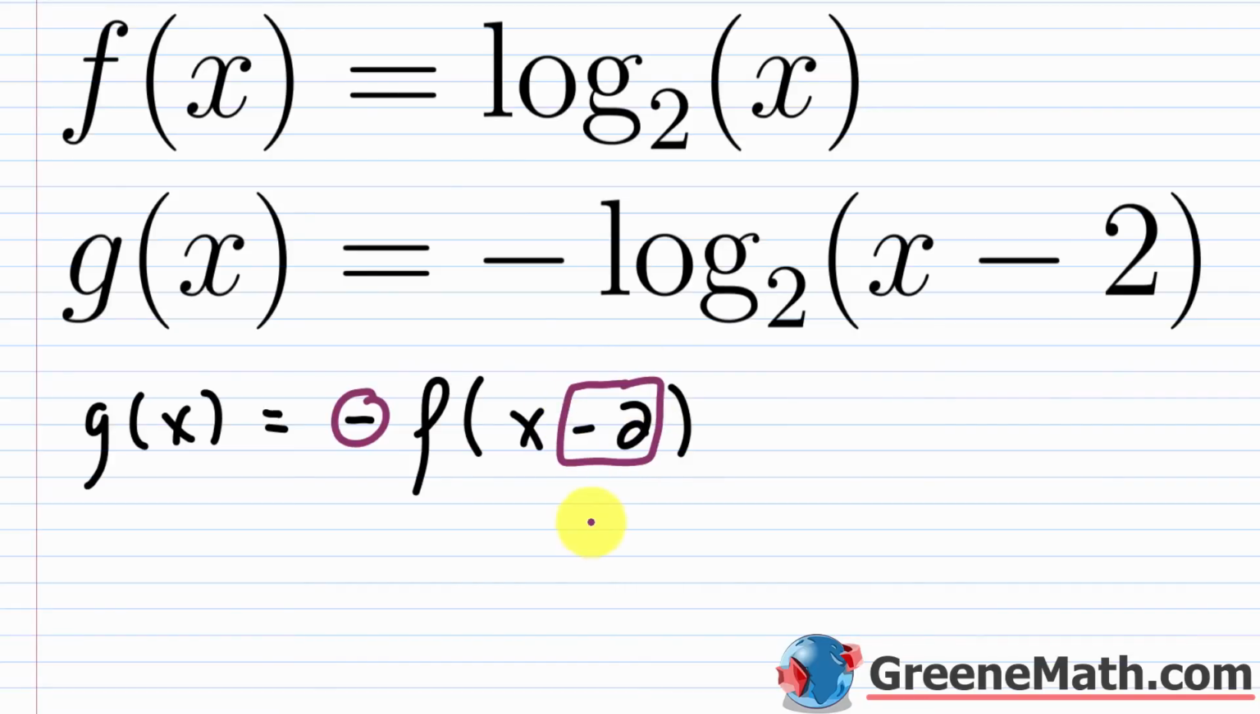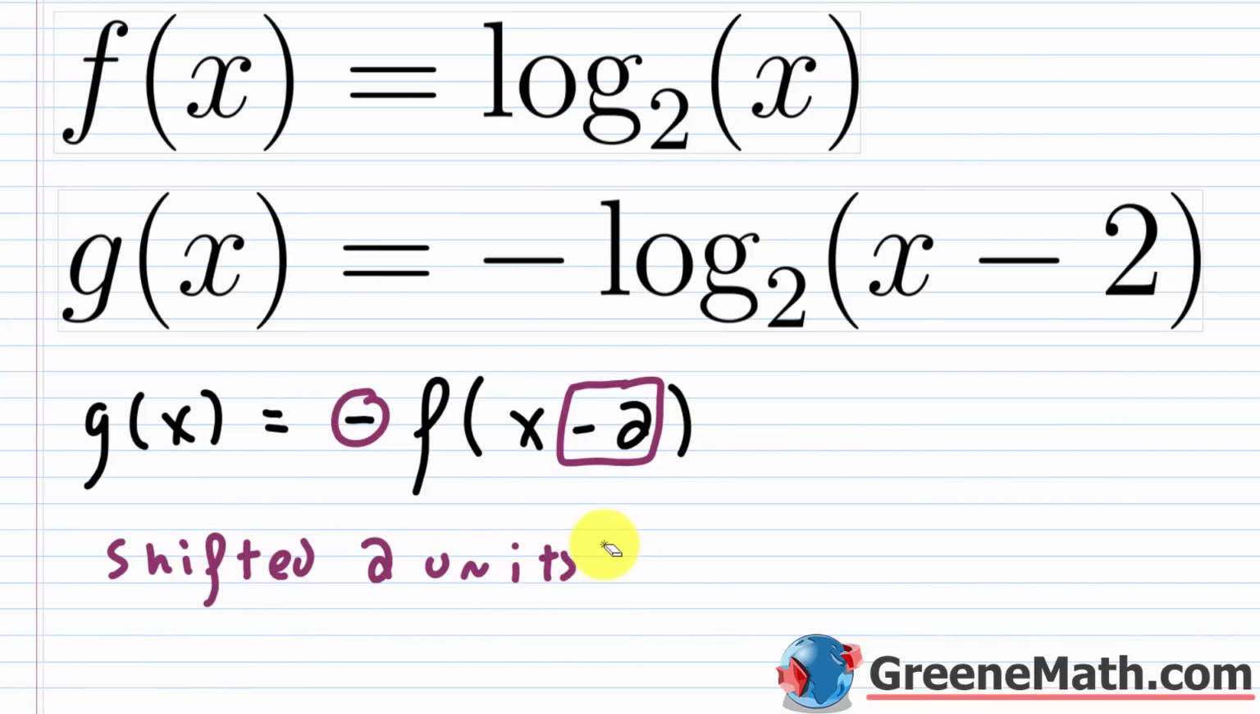So I'm going to think about those separately. First, if I think about the x minus 2 that's on the inside, remember this does the opposite of what you would expect. If you have x minus 2, that's going to shift me to the right by 2 units. So let me start by putting shifted 2 units. And let me put right first before I put my comma.